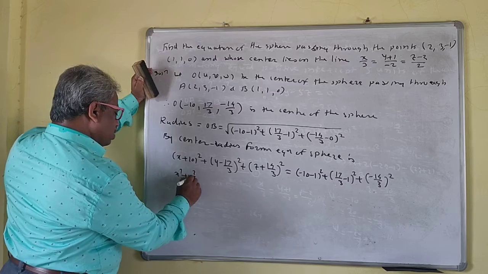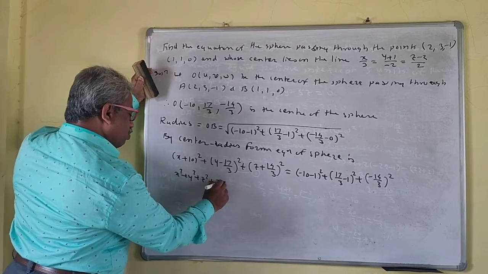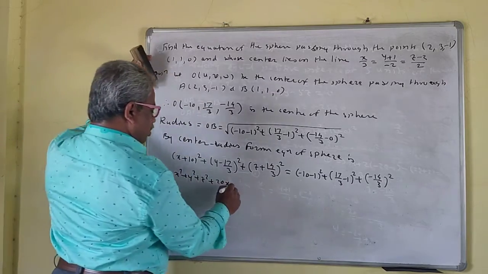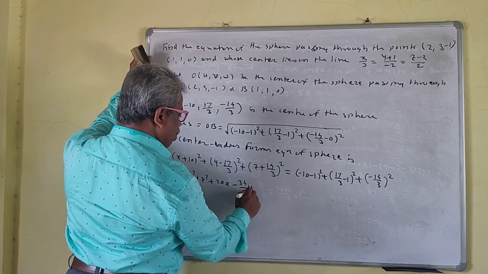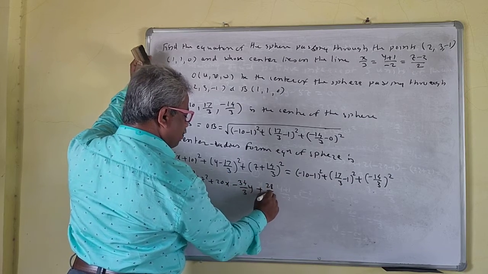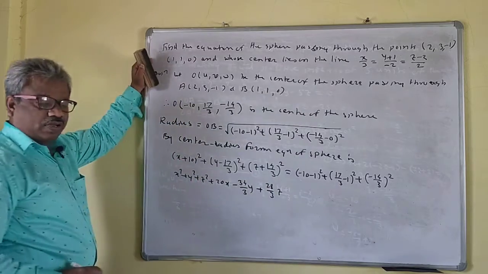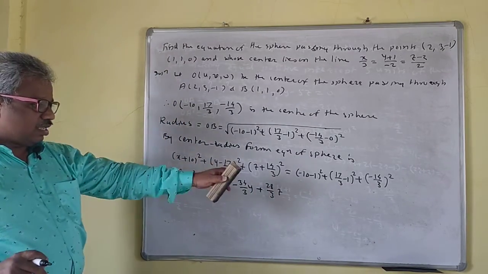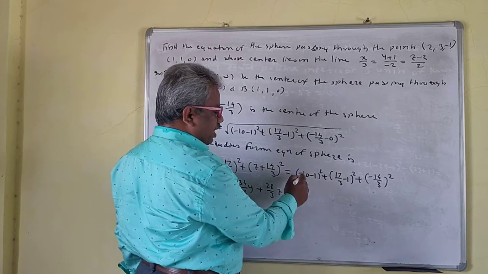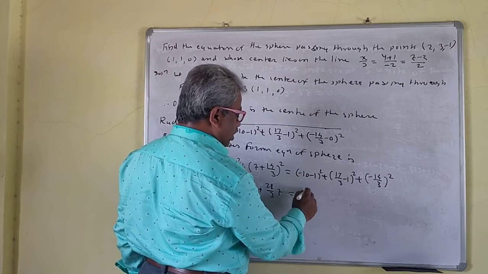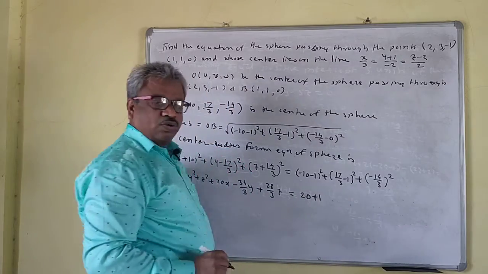x square plus y square plus z square plus 20x minus 34 by 3 y plus 28 by 3 z. Okay, so don't collect this. The 10 square and this get cancelled. The term 10 square gets cancelled. The middle term is just 20, the square of this one 21.